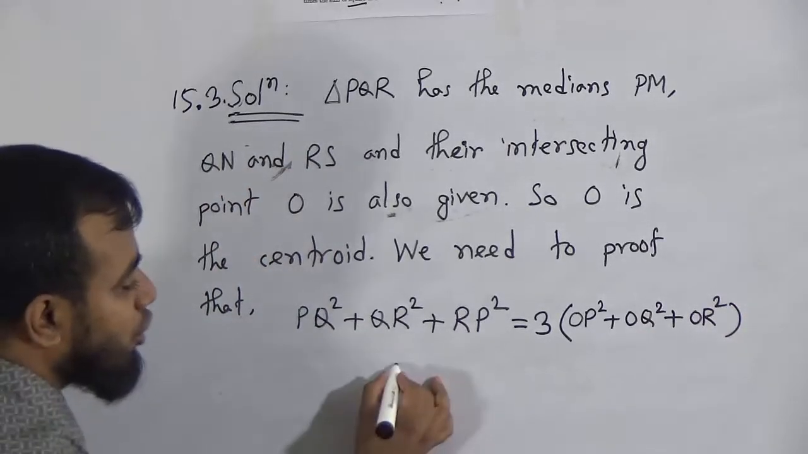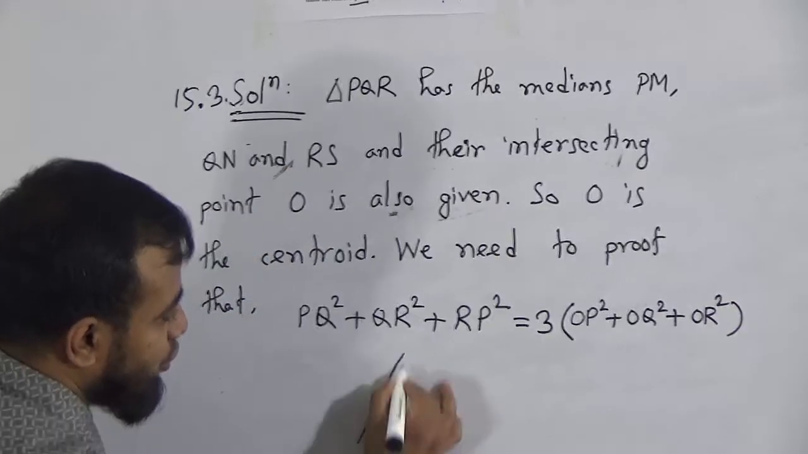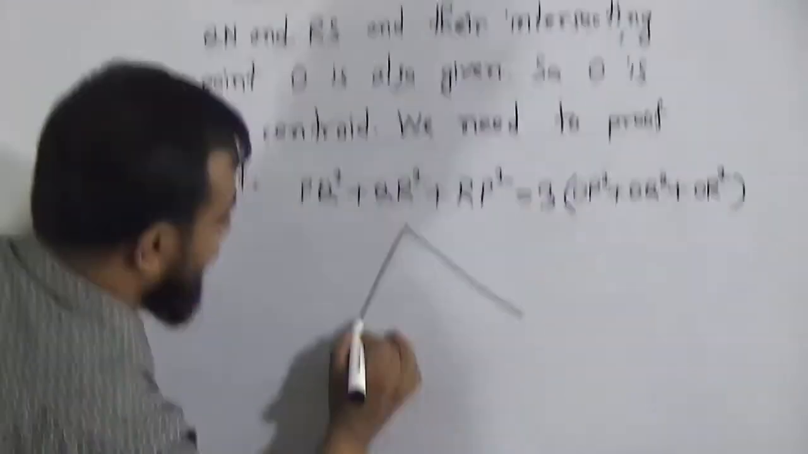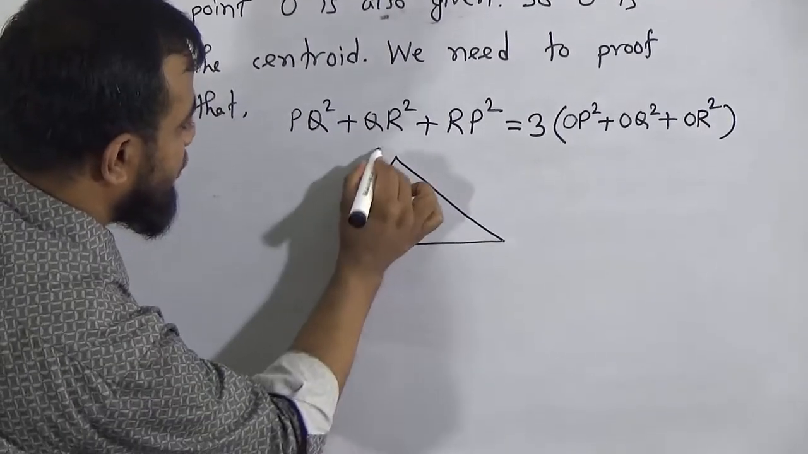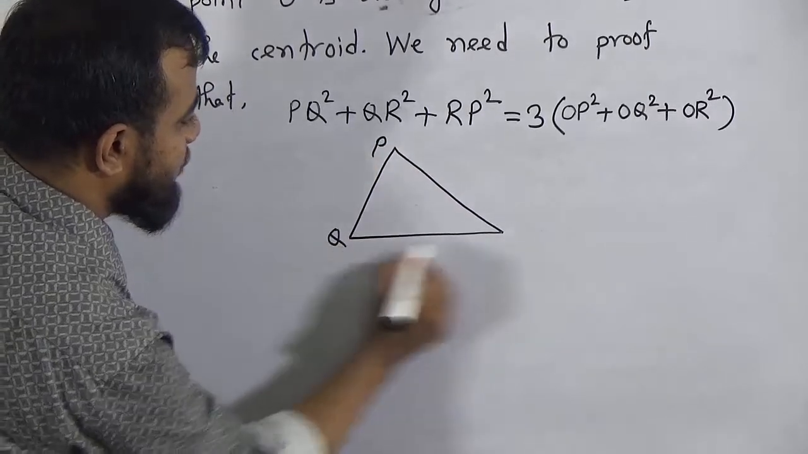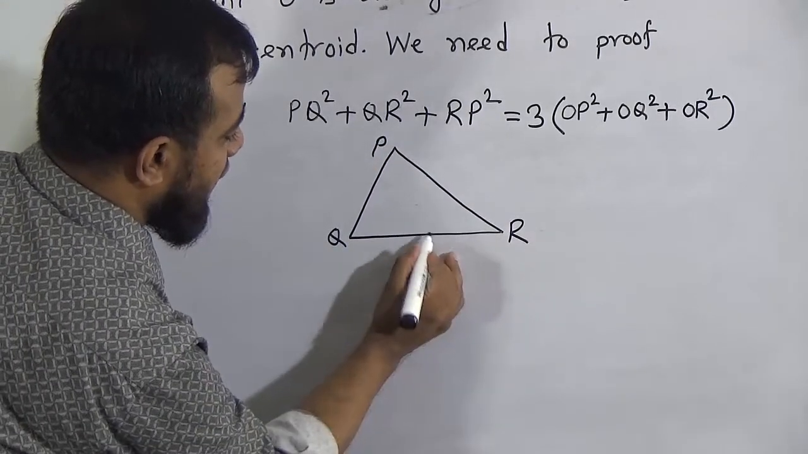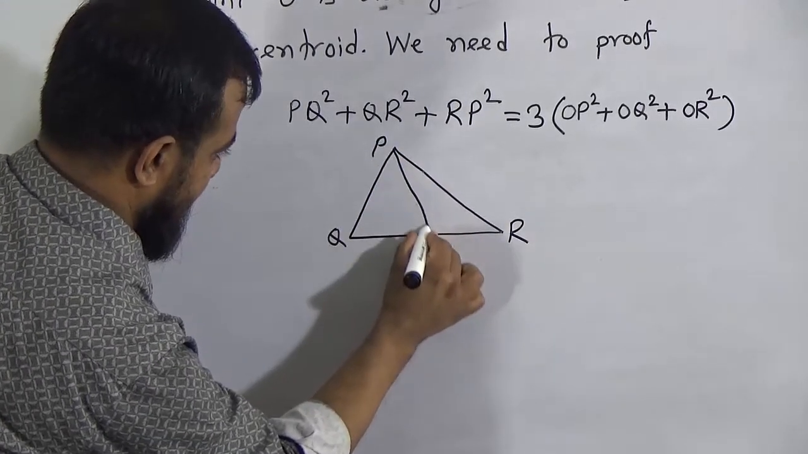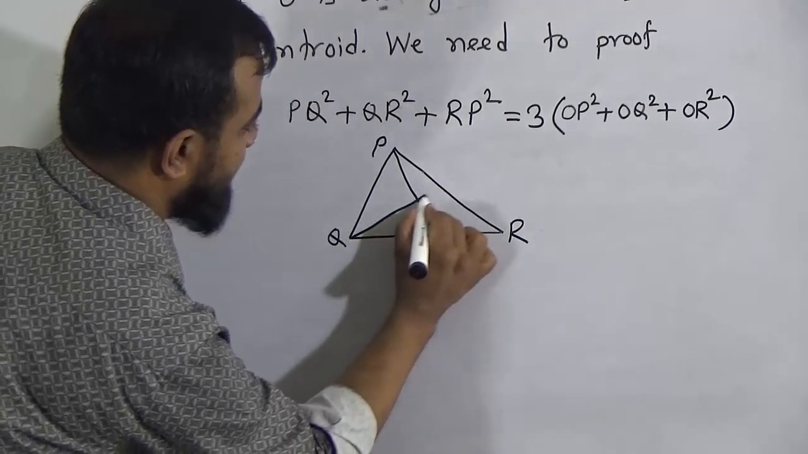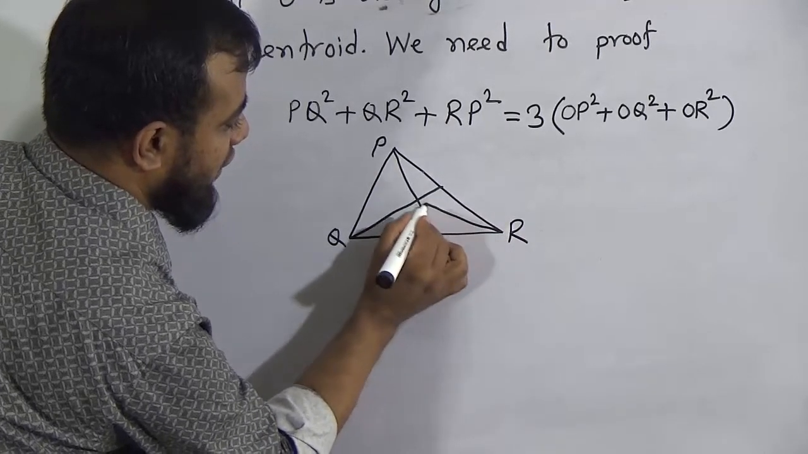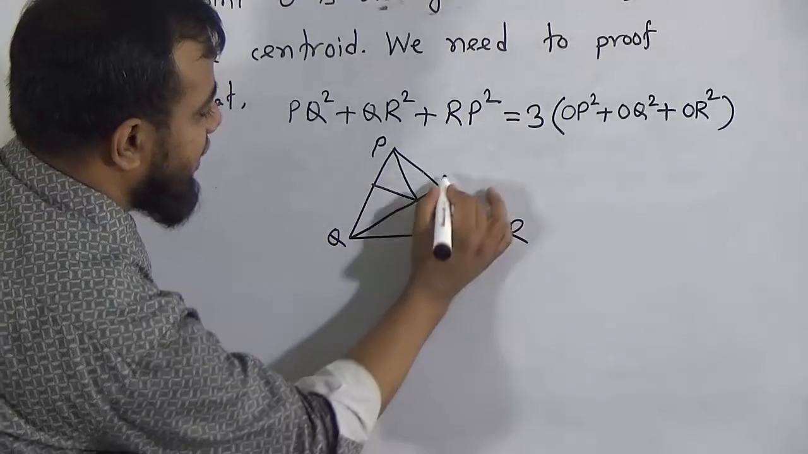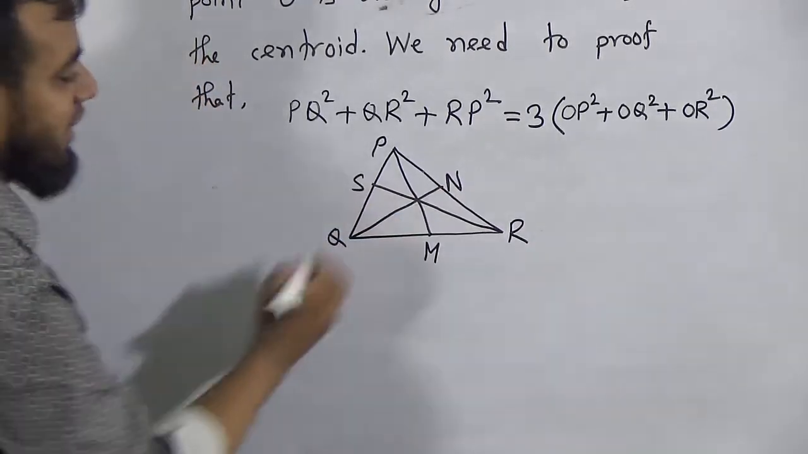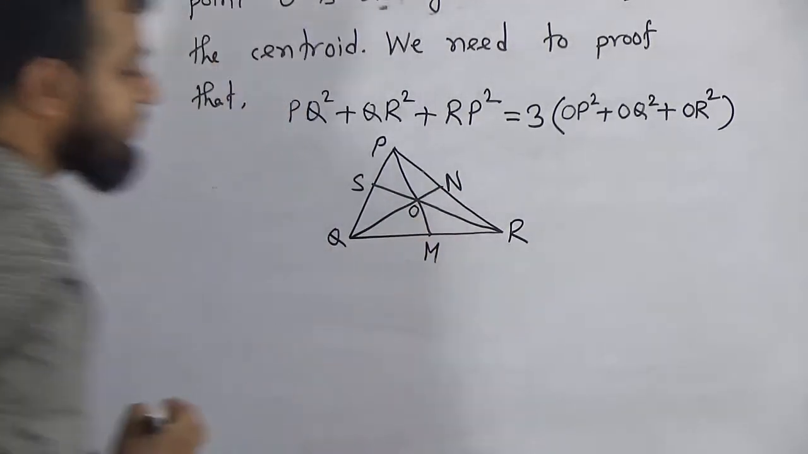My dear students, to do any proof, we need to draw the figure. That's why I am drawing the figure again. The figure is already drawn in the question, but we need to draw the figure in the copy. Otherwise, we can't do any proof. To prove anything, we need to draw the figure. Now this is the point M, it is N, and this is S, and this is the point O.